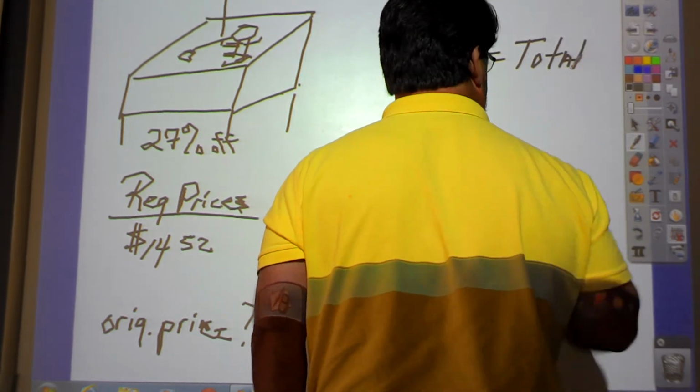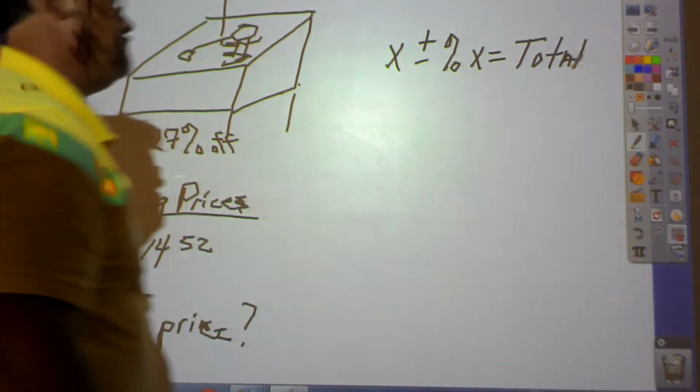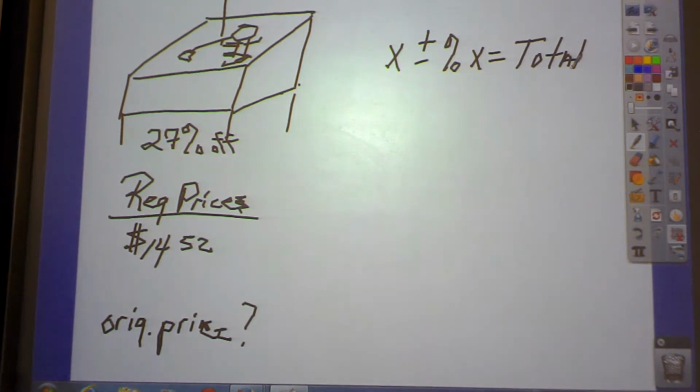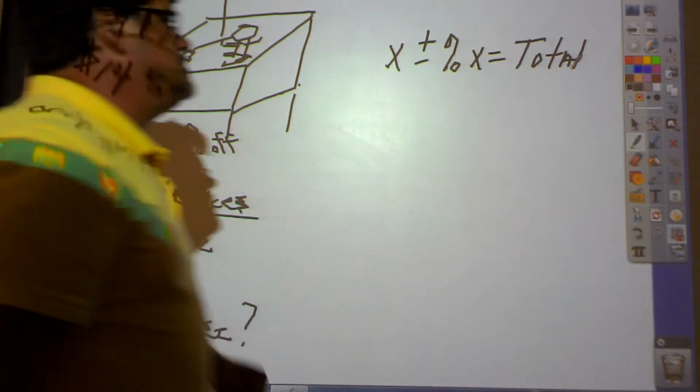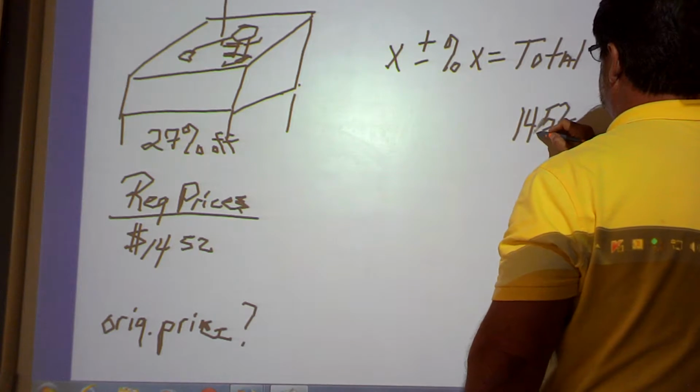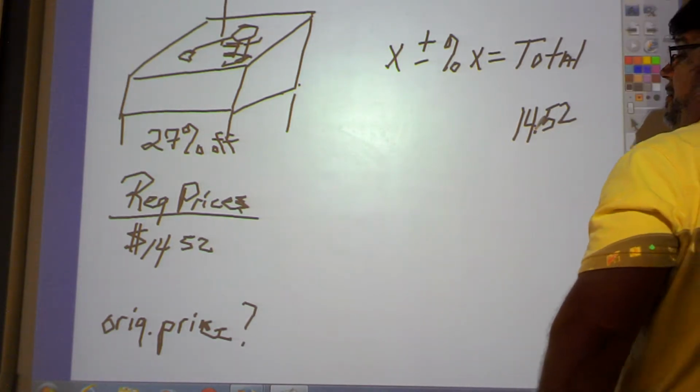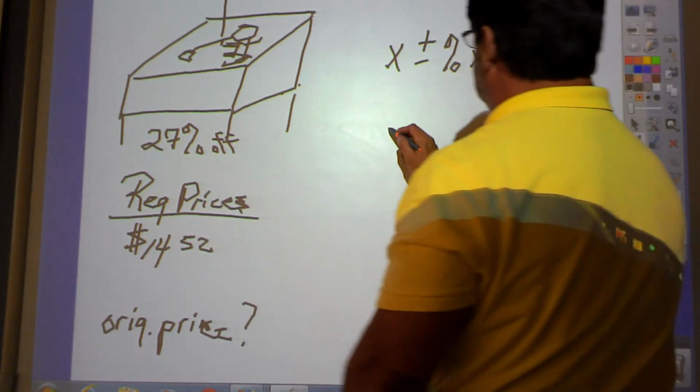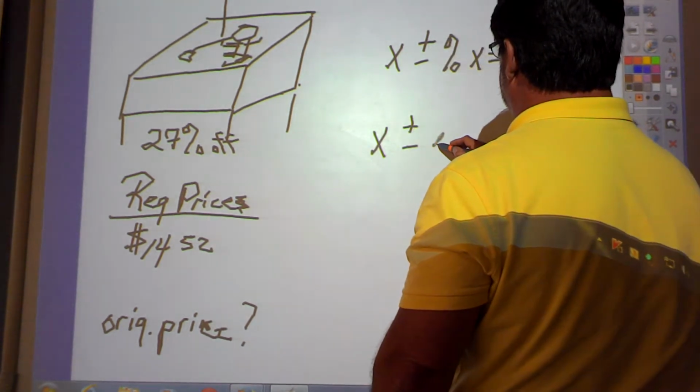What do we have? Tell me what we have out of that. Addition and multiplication. I mean the numbers. What numbers do we have? What's the 14.52? That's the total, exactly. 14.52 goes right here. What else do we have? The percent. So X plus or minus 0.27 X is equal to 14.52.